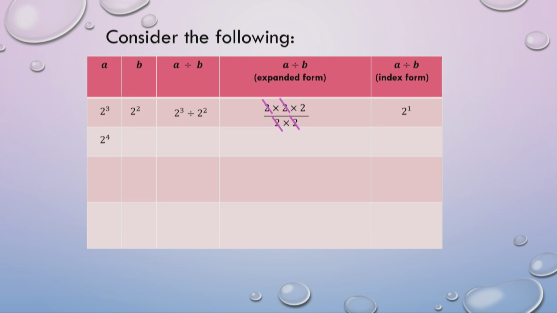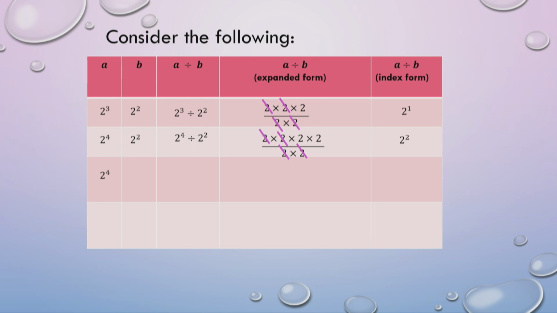Next one, 2 to the power of 4 for the value of a, and b 2 to the power of 2. So a divided by b will be 2 to the power of 4 divided by 2 to the power of 2. So writing in expanded form and simplifying, we can see that we have 2 times 2 in the numerator. In the last column, writing in index form, I will get 2 to the power of 2.